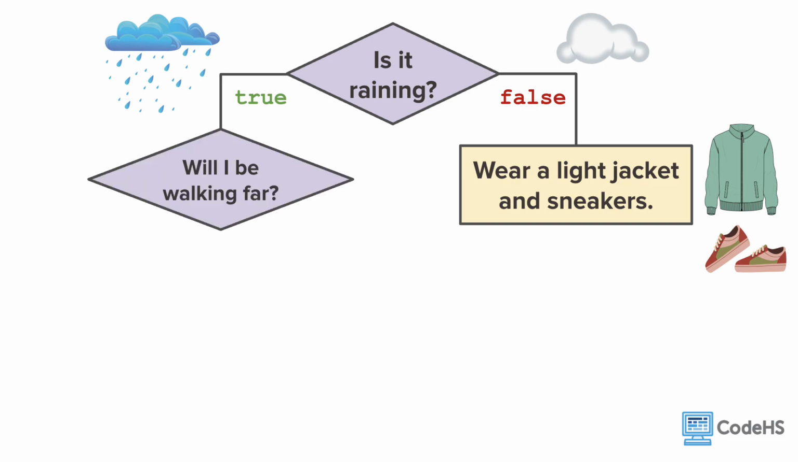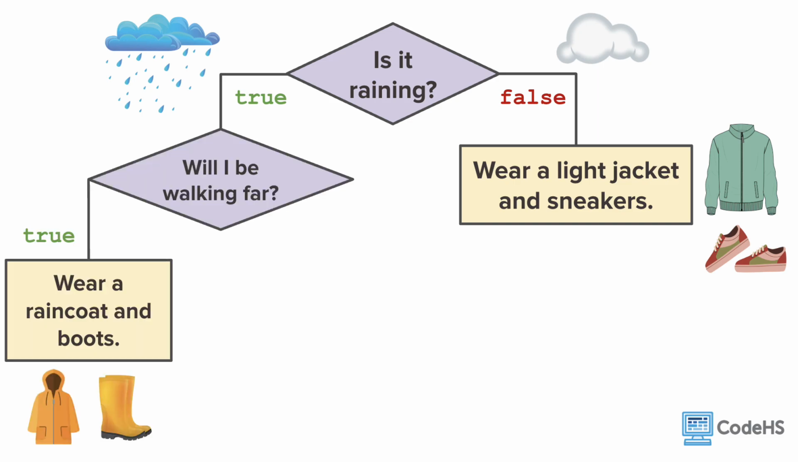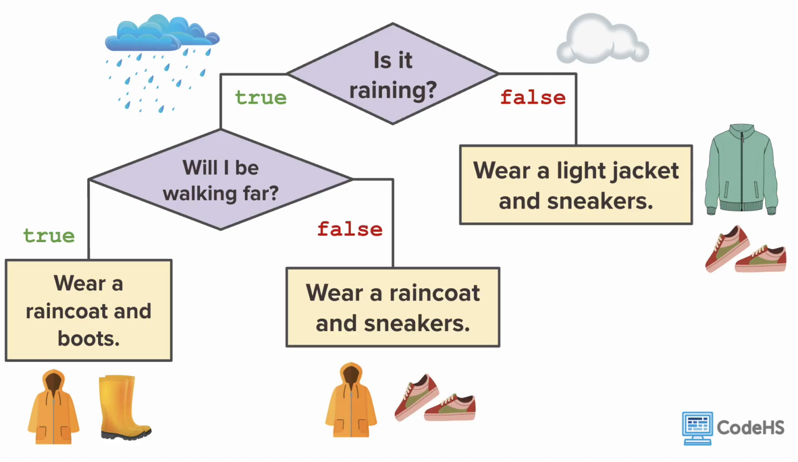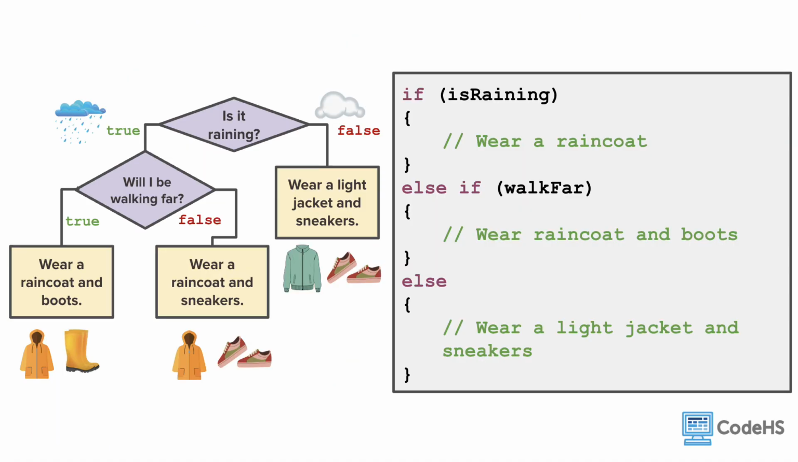Will I be walking far? If you'll be walking far, you can wear a raincoat and boots. But if you're just walking from the car or bus to school, then you could probably get away with wearing a raincoat and sneakers.